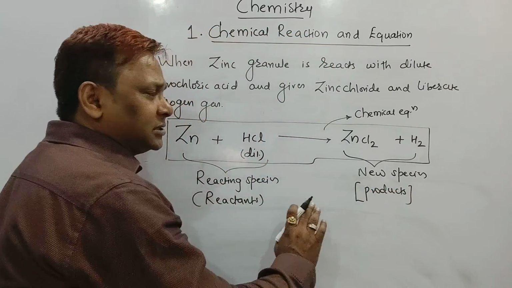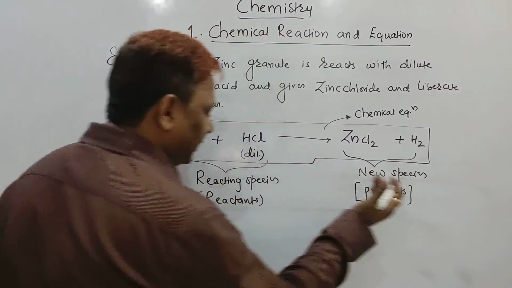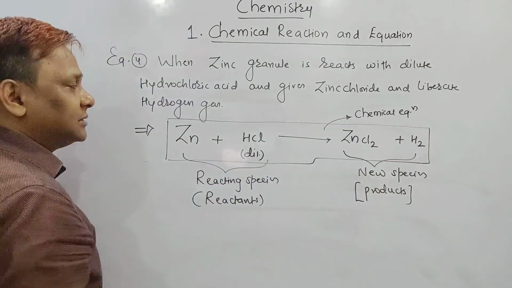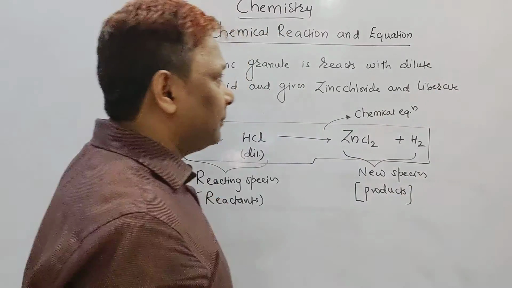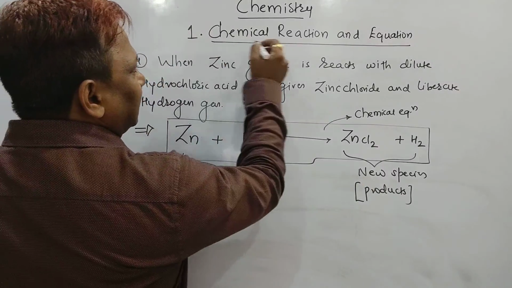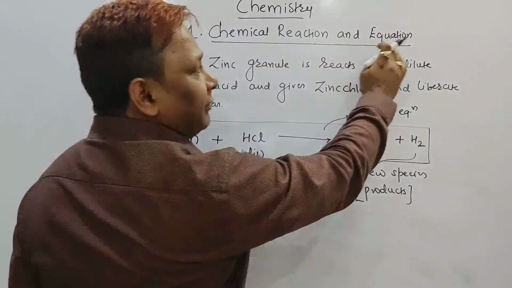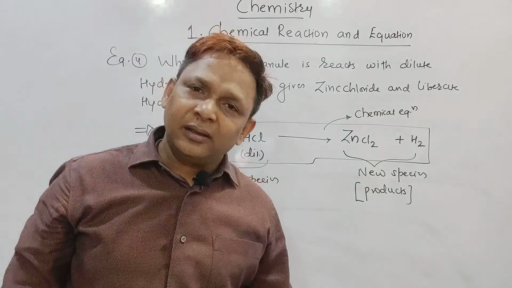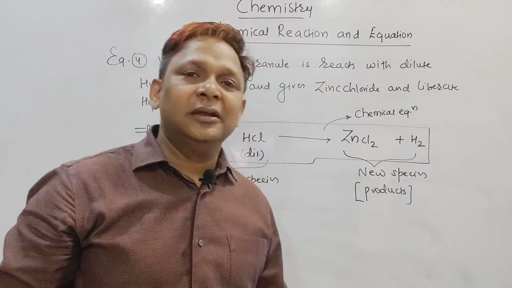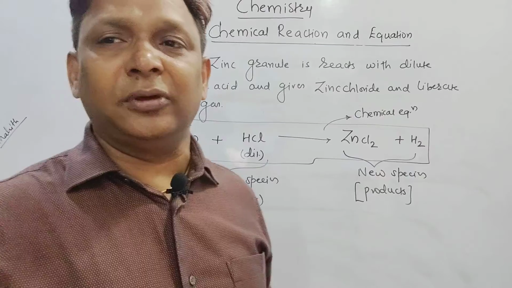See beta, products are written on the right hand side, reactants are written on the left hand side. So these are complete examples of how to write chemical reactions, and to represent any chemical reaction we have to write chemical equations. Is it clear? Please take a note of this one.